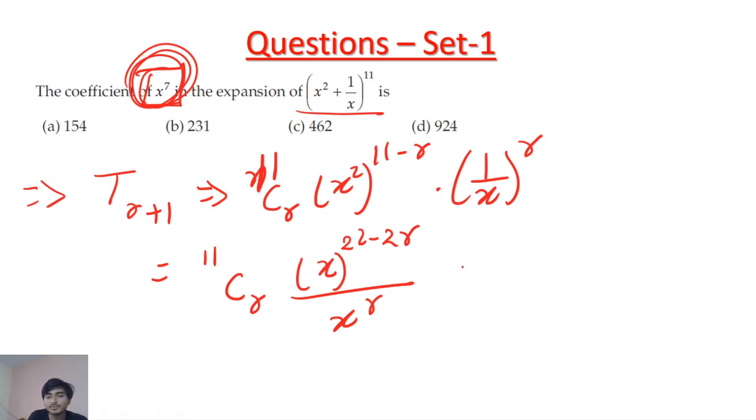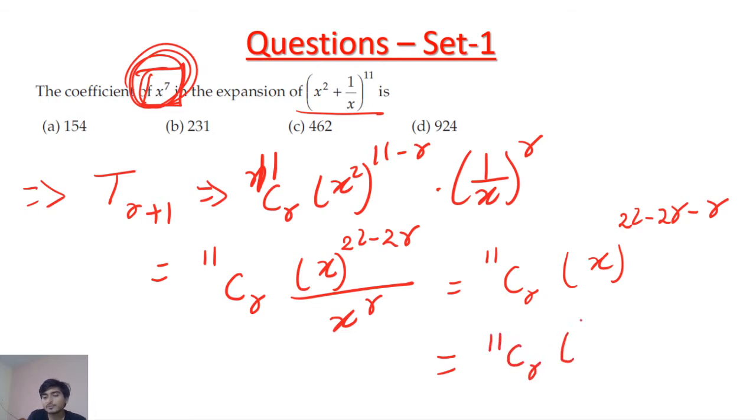Now next will be how much? 11Cr into x to power 22 minus 2r minus r, right? Can we write like this? Next will be 11Cr x to power 22 minus 2r minus r, so 22 minus 3r. Now 22 minus 3r, we know that x to power how much should be there?